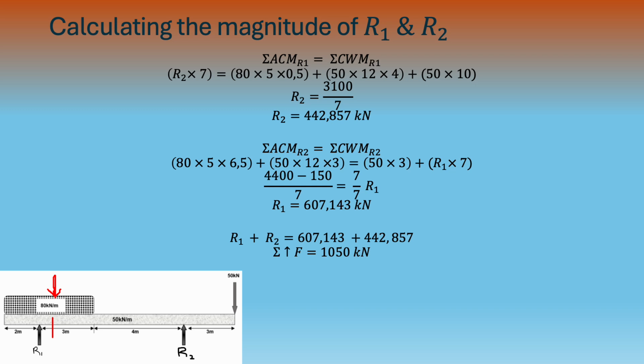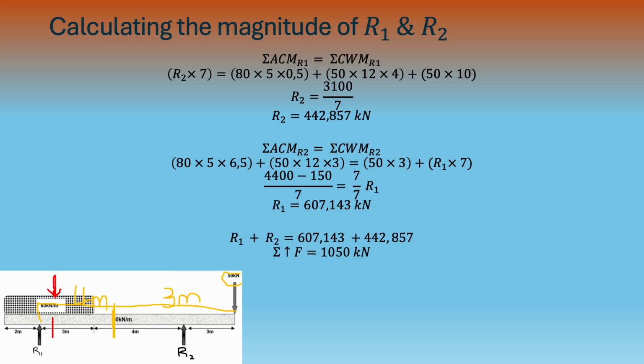Then next, we've got our 50. Our 50 multiplied by 12, which is the total length, and then we multiply it by 4. Why? Because it will be 4 meters away from R1. We want to make sure that we're exactly halfway. So we'll have 6, we'll have 3 meters, and we'll have 4 meters on the other side. So this will be 4 meters.